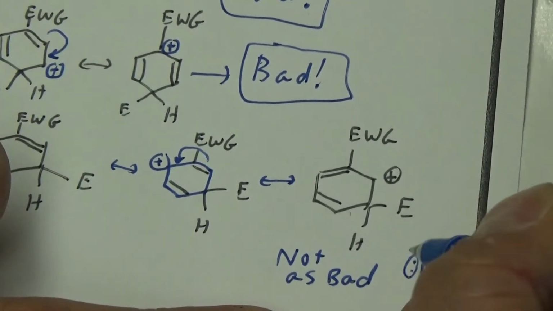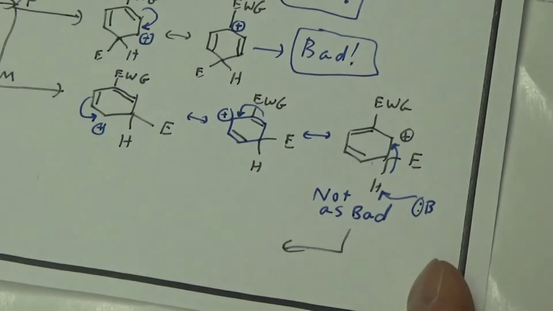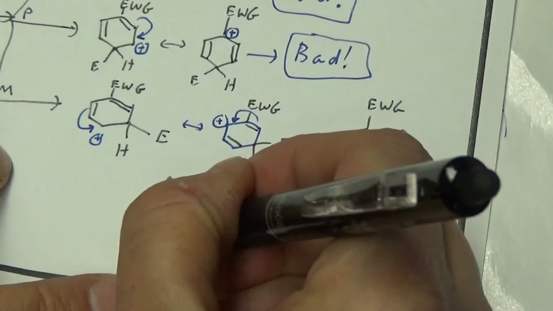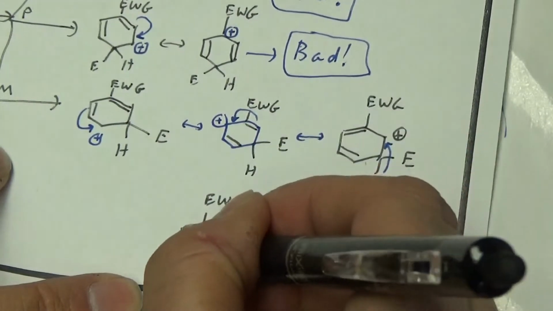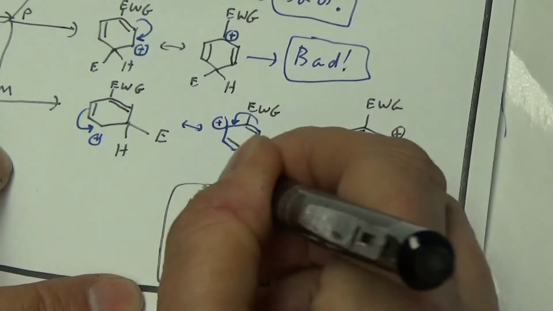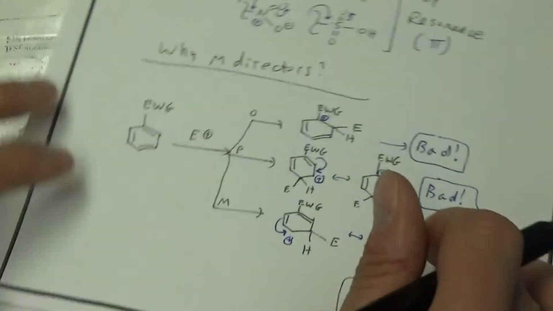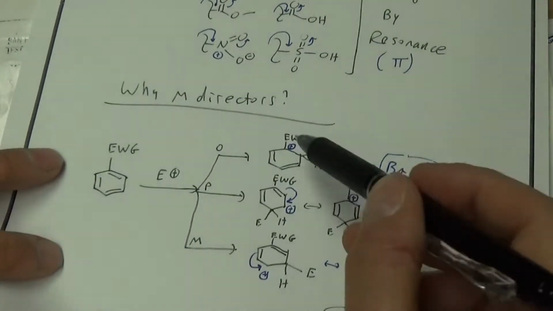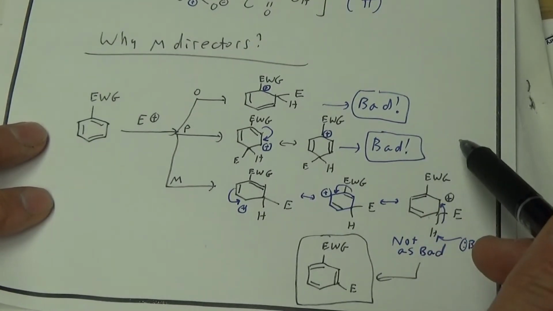So of course the mechanism here is really easy. The base would just take the proton, take the electrons, and then our final product is the meta-directed product. Now we have the EWG up top, electrophile here. Great. So the product's meta-directed, just like we said these are all meta-directors. Now we know why they're meta-directors, because ortho and para would be really bad. That's it in a nutshell.